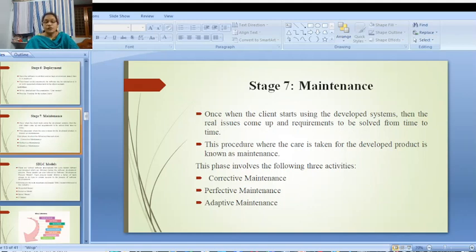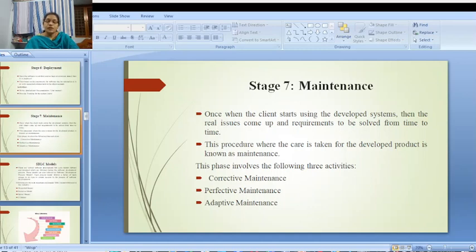Because whatever software we develop may be compatible with some systems or devices, and may not be compatible with others. So by using different devices, we may have some errors or bugs in the particular software. To maintain all these types of problems, we have a different team, the maintenance team, that will do all these things. This procedure where care is taken for the developed product is known as maintenance.